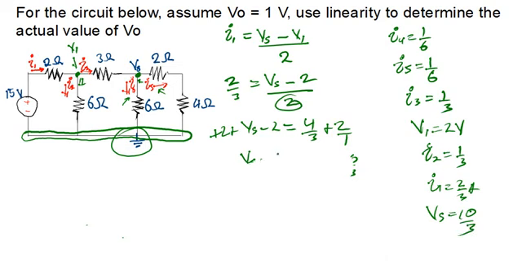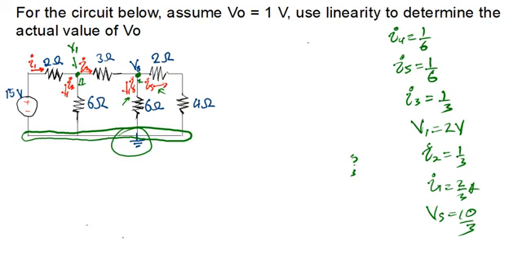So what this simply means is that if VO was 1 volt, it could have meant that our supply voltage is 10 over 3. I don't really feel like putting it in decimal places. I'll just leave it as a fraction. So we now know that when VO is 1, our Vs will be equal to 10 over 3.